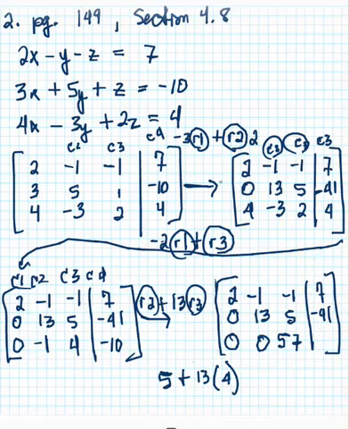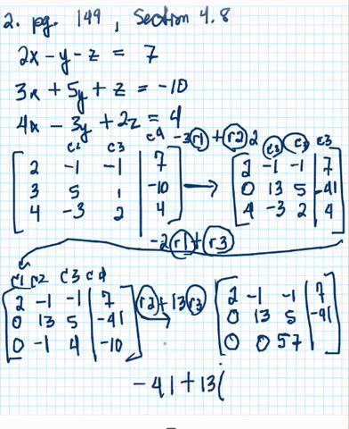And now let's do the last one over here, which is going to be 5 times negative 41. No, what am I doing? Sorry. It's going to be row 2, negative 41, plus 13 times row 3, which is negative 10. Negative 41 plus 13 times negative 10. What do we get there? Negative 171. Okay.